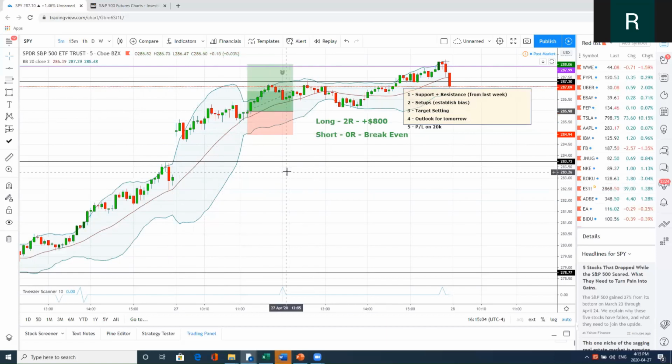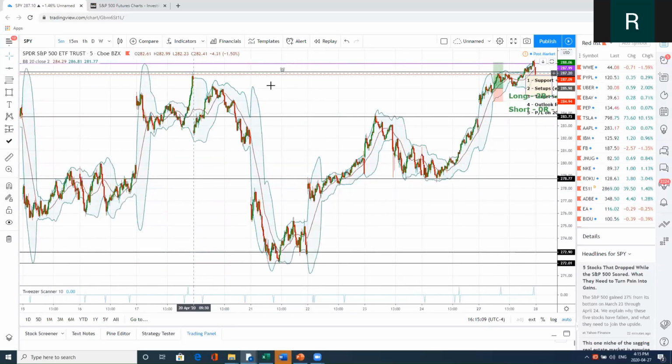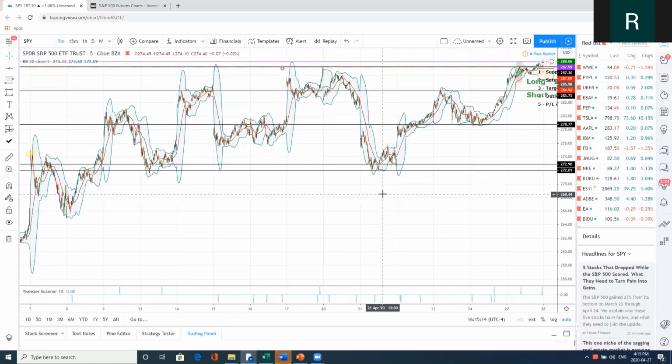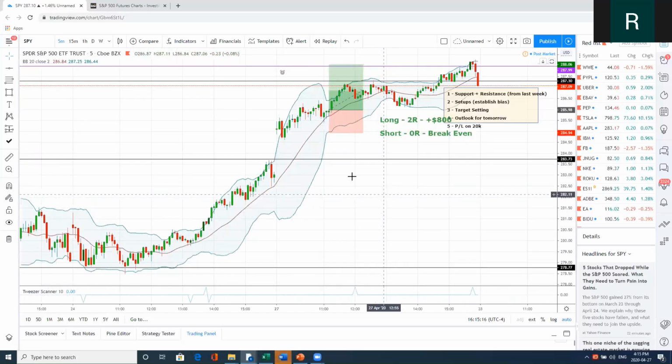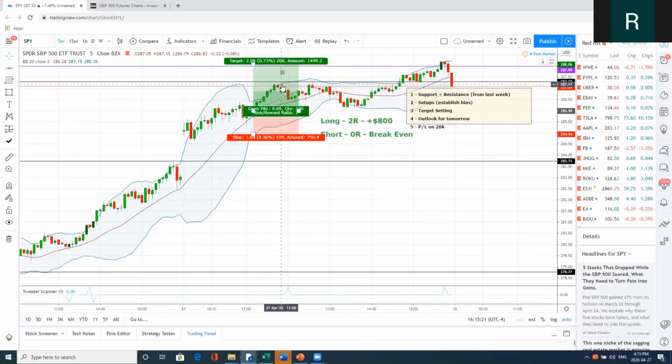So now let's look at the other side. For shorts, how would shorts play? Well, we have this resistance that we talked about from April 20th. This was a major pivot point for the market where the market collapsed. Not collapsed, but it had a significant drop. So if you're a bear, you're looking at this level for this short, and we have the perfect setup when we come to this area of resistance.